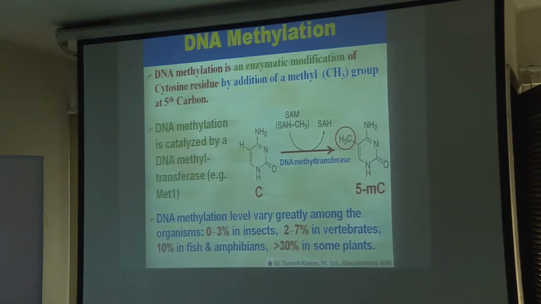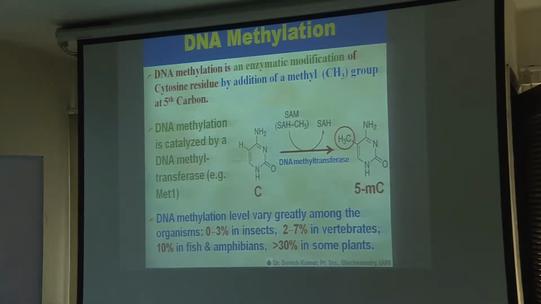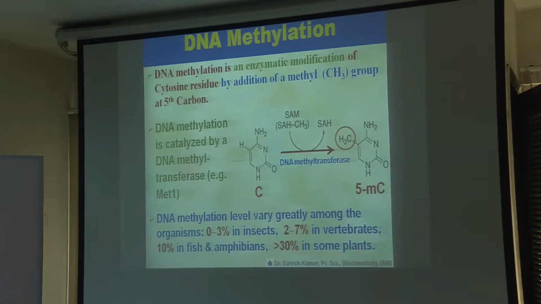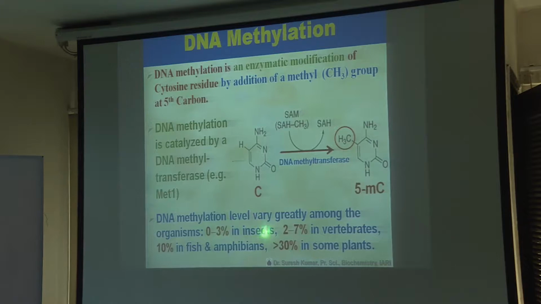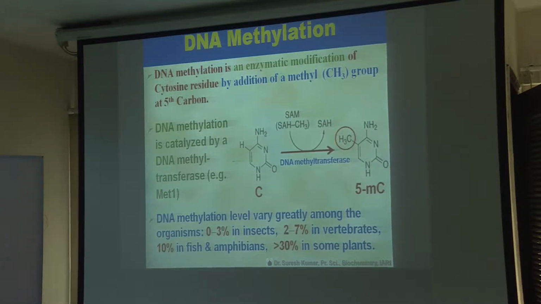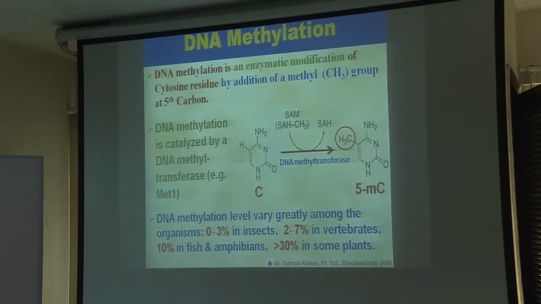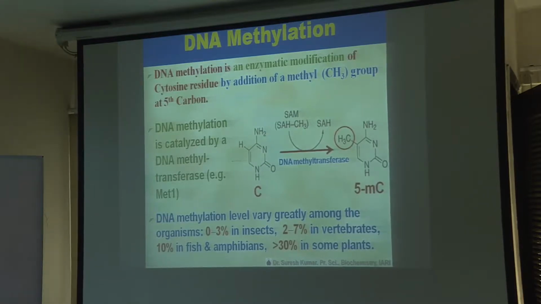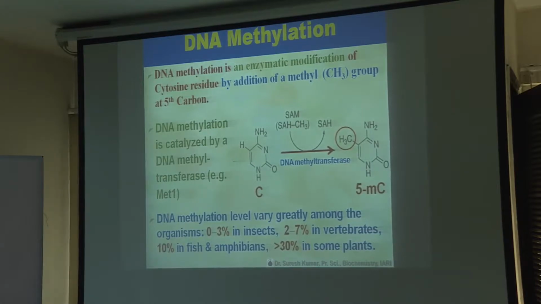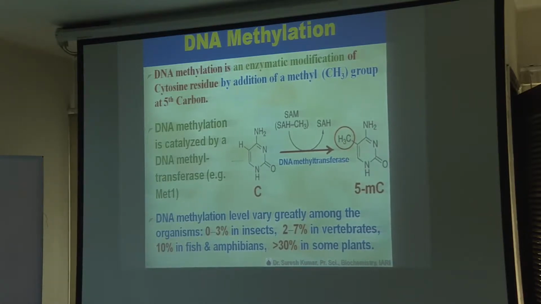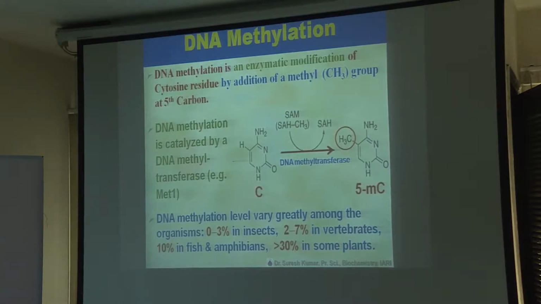Okay. And if we look at the occurrence, or how many cytosines are methylated in different organisms, you can find that in insects 0 to 3%, a maximum of 3% of cytosines may be methylated. Similarly, in different vertebrates, 2 to 7% of cytosines are methylated, not all, only 2 to 7%, and that may be involved in regulation of gene expression either during a developmental stage or under a particular stressful condition.